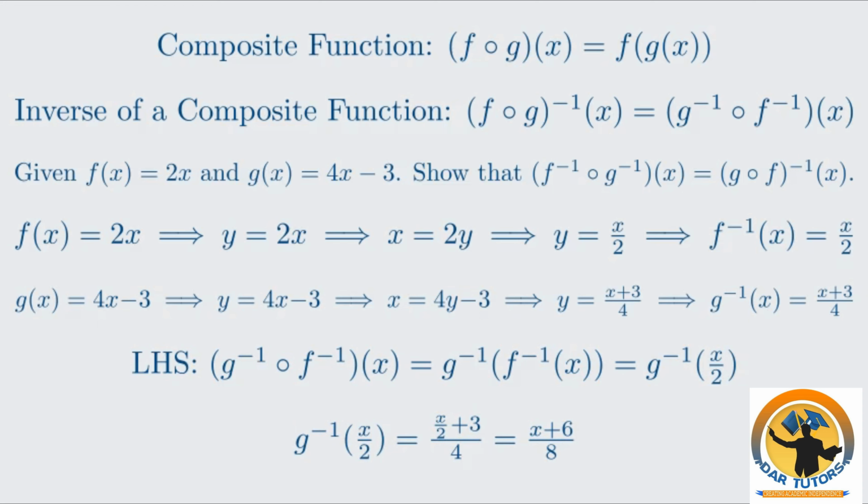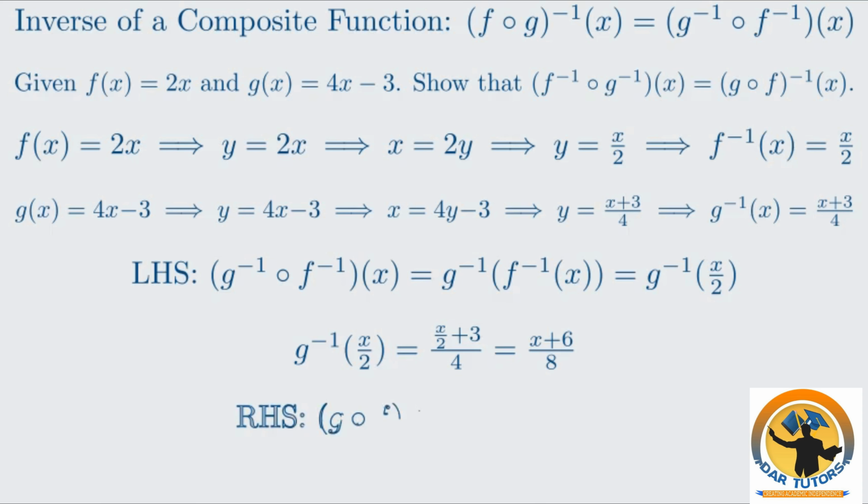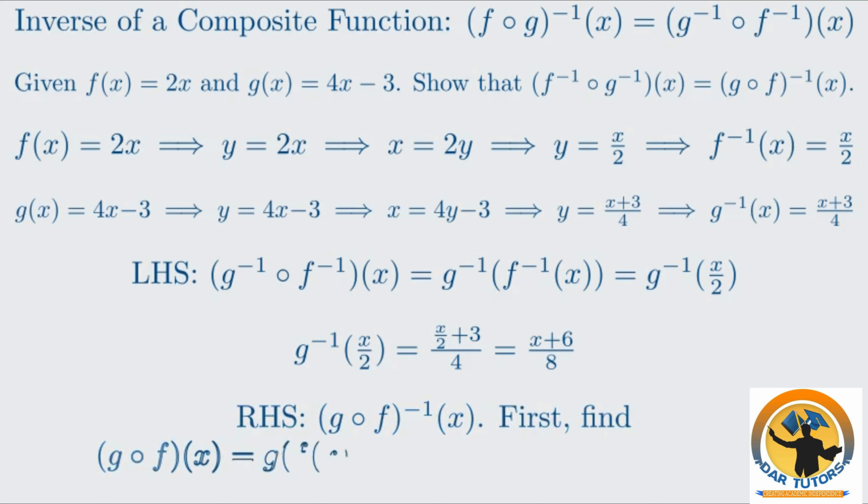First, we need to find the composite function f of g of x. f of g of x is f of 4x minus 3. Plugging this into f of x, we get 2 times the quantity 4x minus 3, which is 8x minus 6. Wait, I made a mistake in the problem statement. The problem asks for the inverse of g of f of x, not f of g of x.